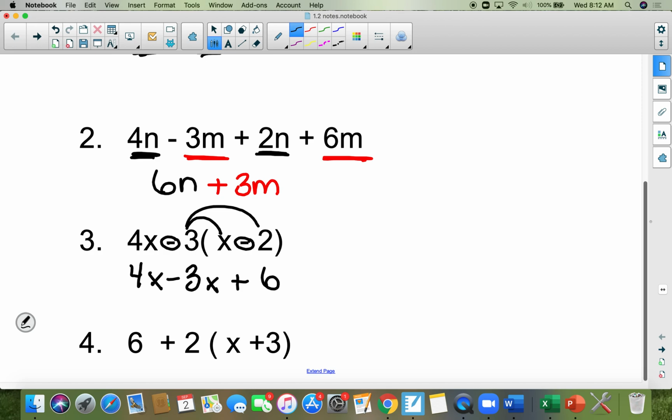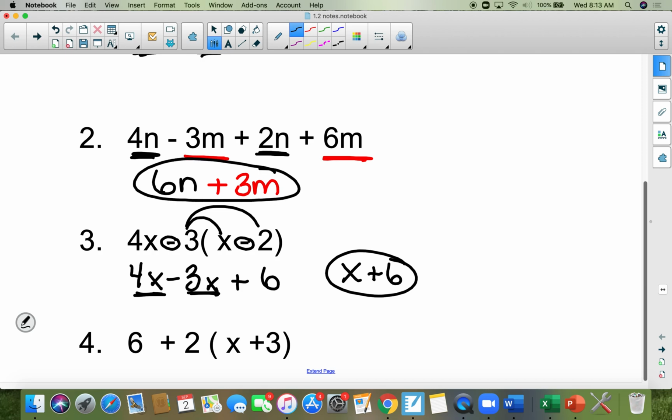You're not done because you have to simplify it by putting like terms together. 4x and 3x have x's attached to them. They're like terms, and 4x take away 3x is 1x plus 6 is your final answer.